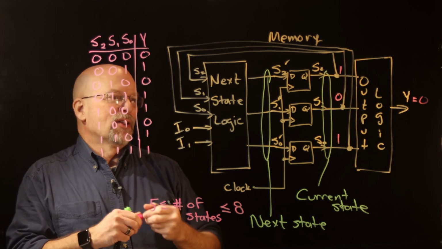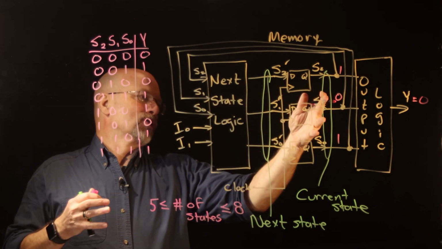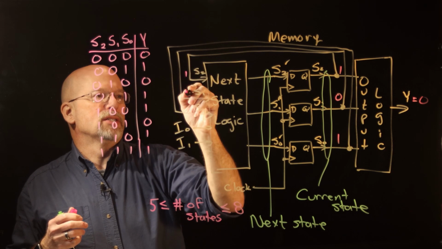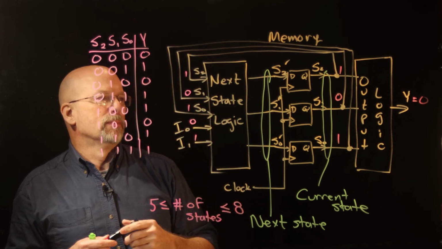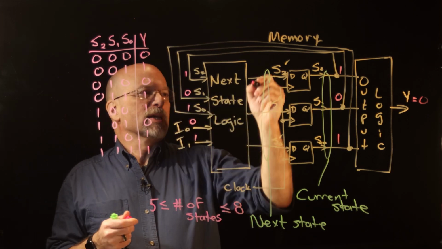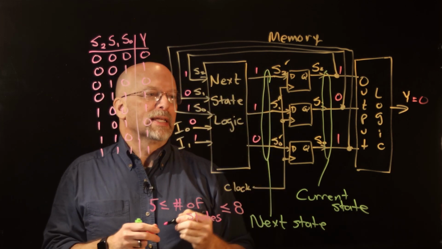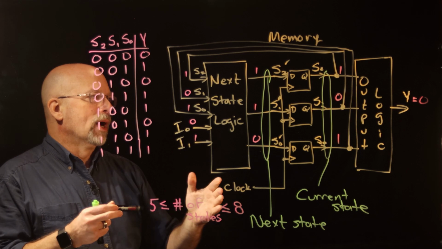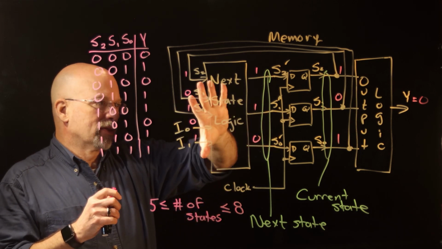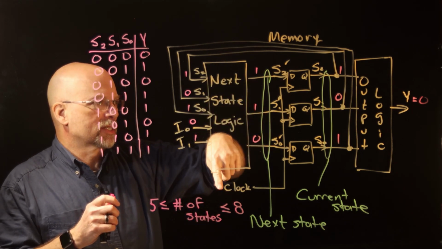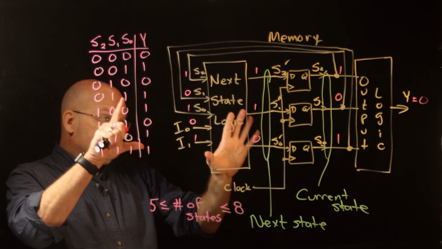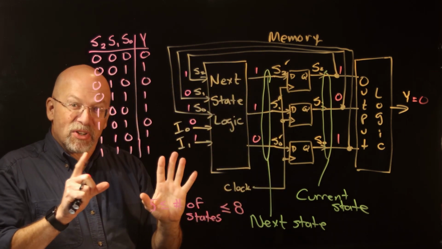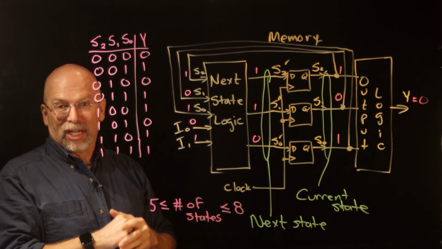So let's say the current state is 1, 0, 1, right? And some pattern of 1s and 0s for the inputs. The truth table would identify exactly what the output of this next state logic would be, to give us what the next state would be. So right now we're kind of looking at a steady state, no pun intended, state machine.